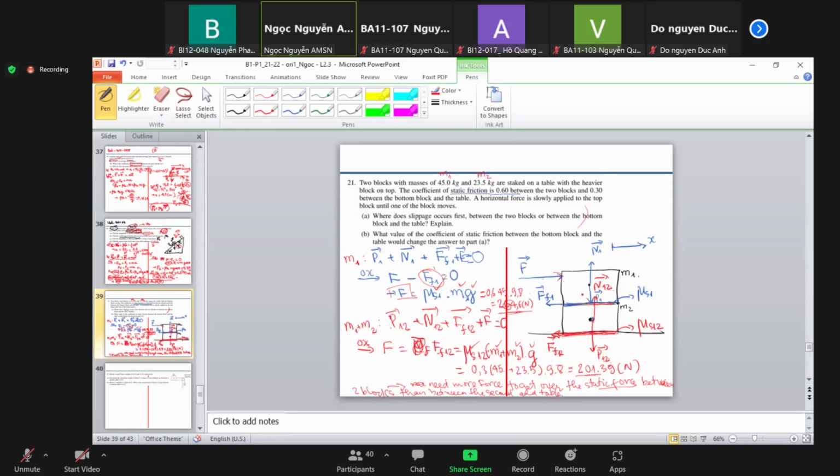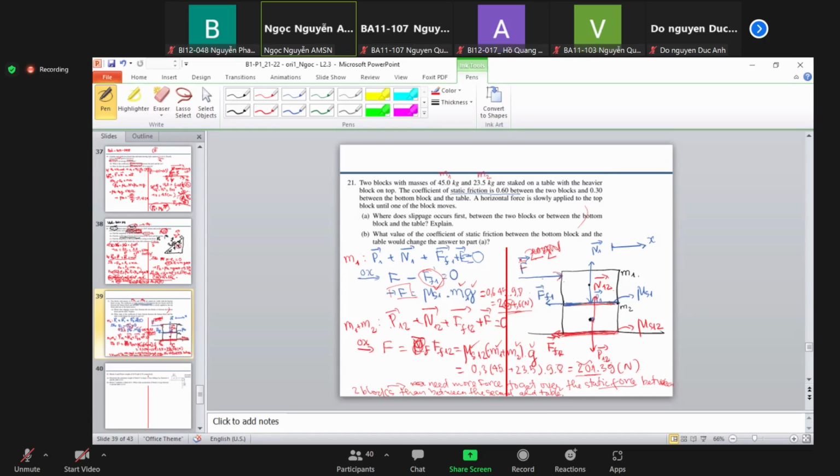Okay. For example, here the force at the beginning is 10 newtons, nothing moves. 100 newtons, nothing moves. Okay. 200 newtons, nothing moves, but 202 newtons is larger than this. So both objects will move together.